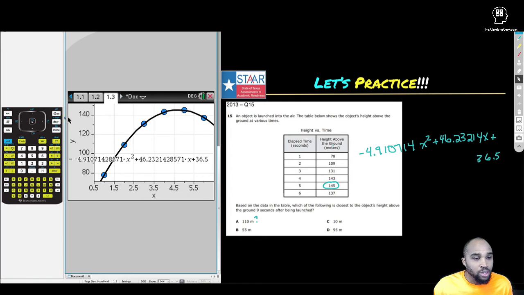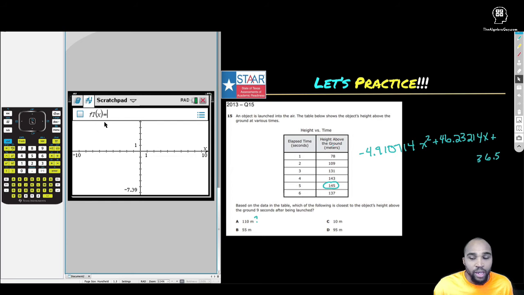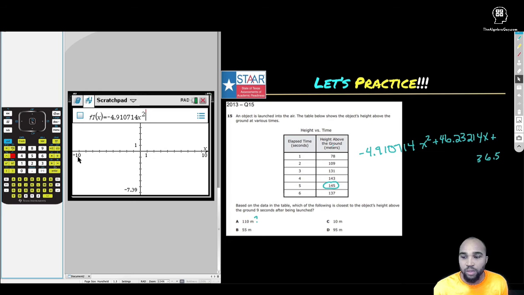So I'm just going to go straight back to my home screen and go to my graph now, and I'm going to put this equation in and try to figure out what's happening at 9 seconds. So we're going to put in negative 4.9, 107.14 x squared plus 46.23214 x plus 36.5. And I'm going to press enter, and there's my graph.